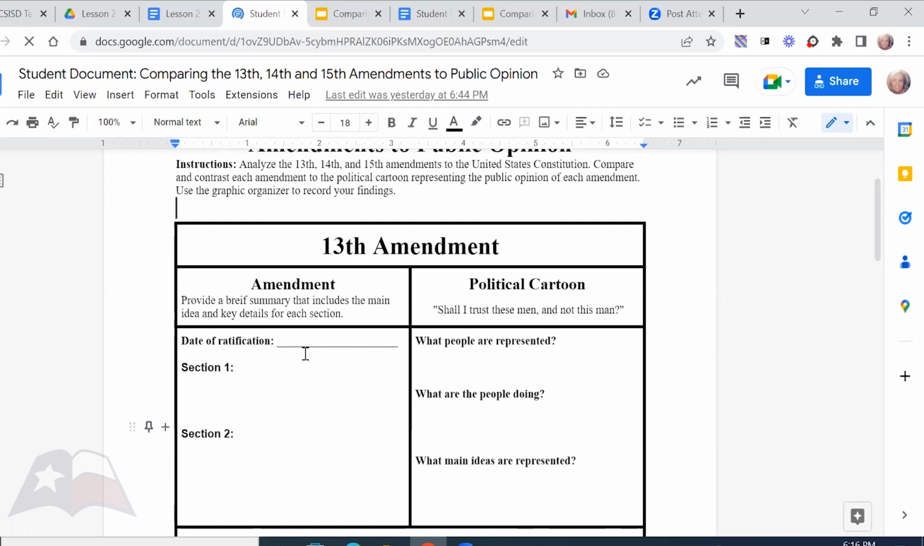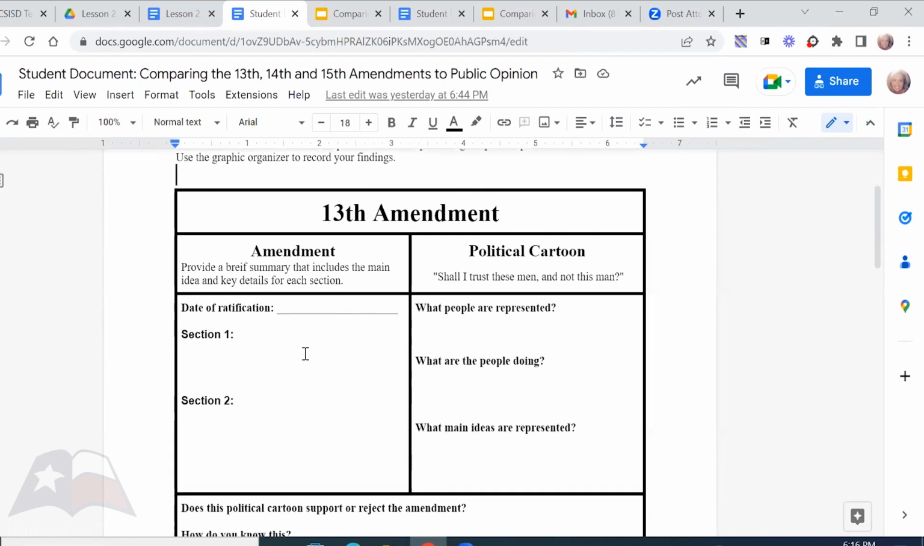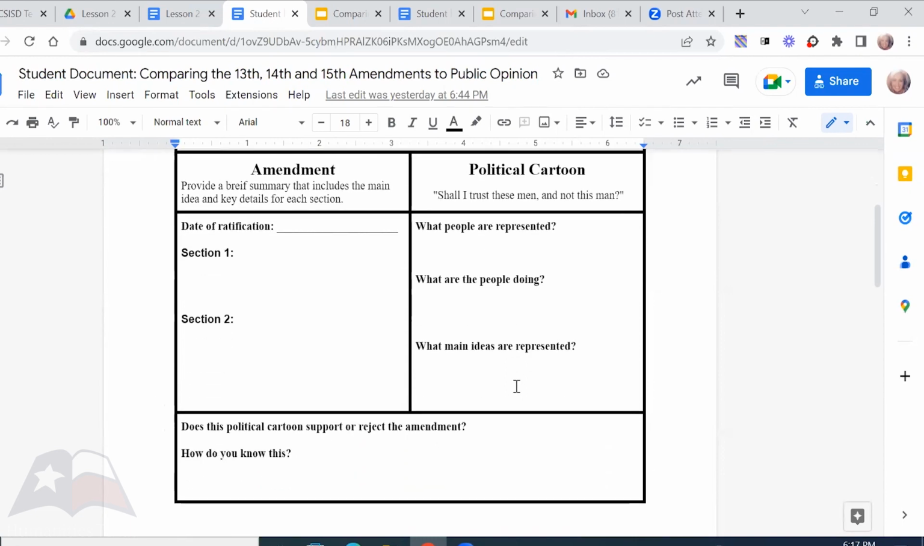For the 13th Amendment, I just asked them to put a brief summary that includes the main idea or key details for each section. That's not too much work. And then just some simple questions that walk them through the political cartoon comparison. And then, of course, there's follow-up questions at the bottom. Does this political cartoon support or reject the amendment? And then I always ask my students, how do you know this?